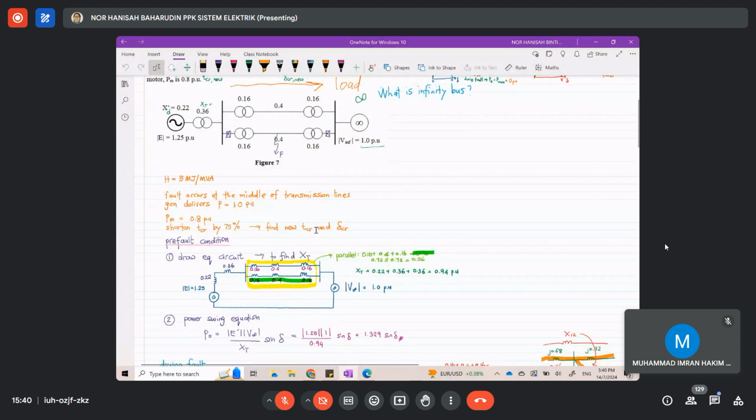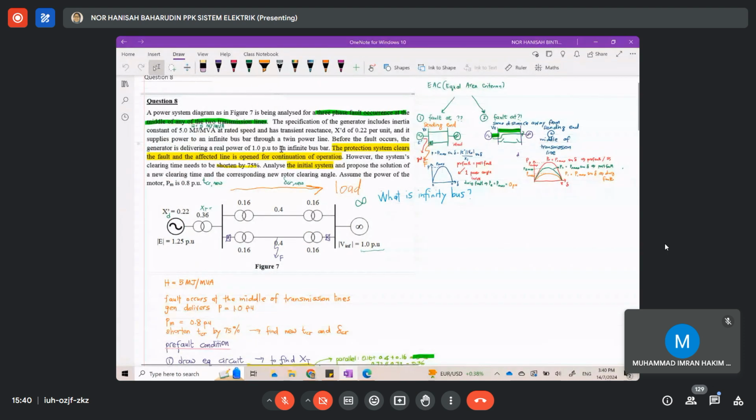So for this case, student, it is given the inertia constant H, X_d prime is given, and then this is the real power PM, which is 1. Protection, the fault clears. You know that if there is a circuit breaker here, when the fault occurs here, this circuit breaker will be used to isolate the fault. So this will be open during post-fault condition. And clearing time 75%, analyze the initial system, propose the solution, and assume the power PM is 0.8.